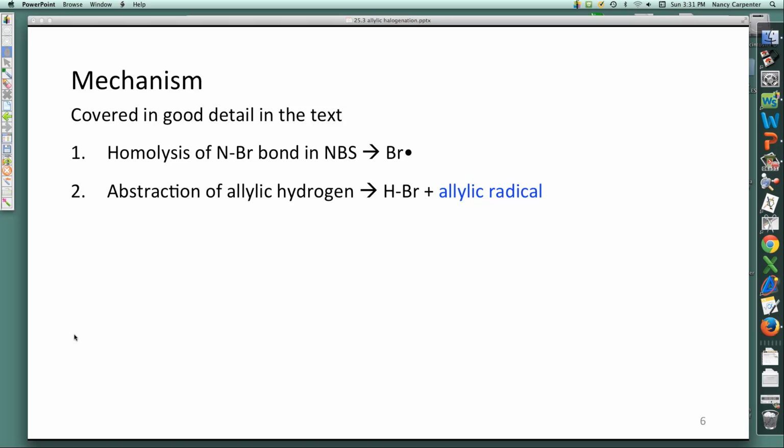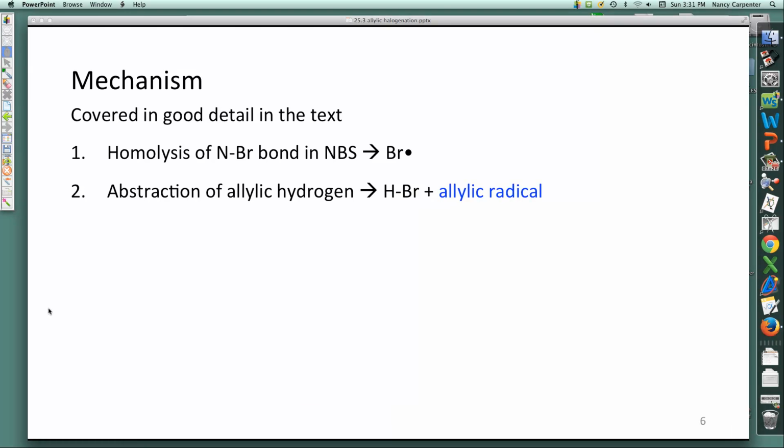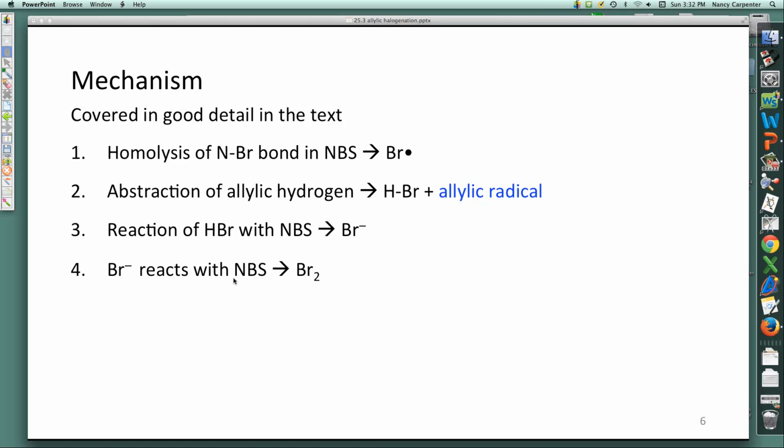That Br dot is then formed in the presence of the alkene, and as long as there's an allylic hydrogen present, that Br dot is going to abstract the allylic hydrogen to form that nice, stable allylic radical. At the same time, since Br dot abstracted a hydrogen, it has formed HBr. So that's where the HBr comes from to react with NBS, as we saw on the previous slide, to make the bromide, and that bromide reacts with NBS to make the Br2.